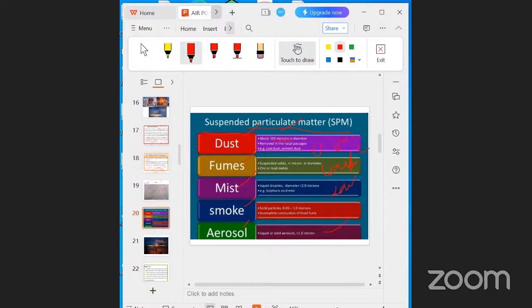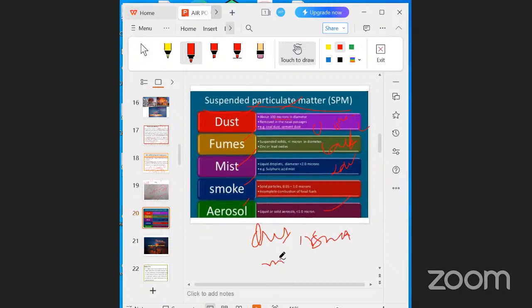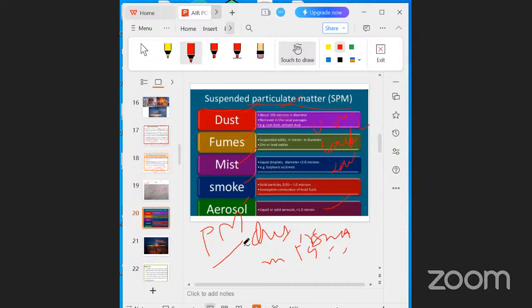The last one is aerosols. Aerosols can be defined as solids or liquids present in microscopic size in the air. It can be like dust, smoke, mist, fog, and fumes. Sometimes they are called particulate matter. I already told about particulate matter, PM10 and PM2.5 microns. It can be measured by using a high volume air sampler. So these are the suspended particulate matter.